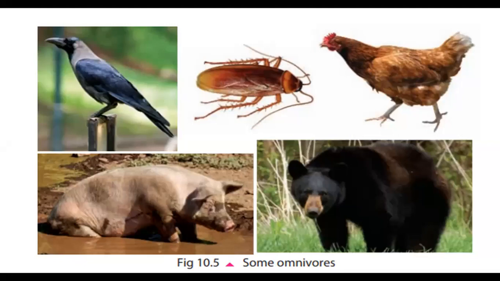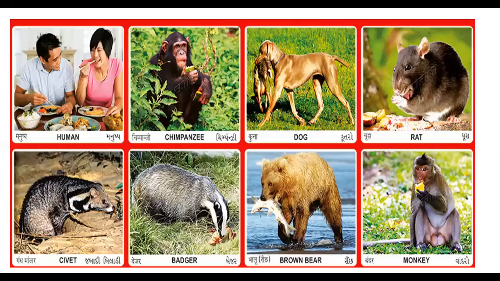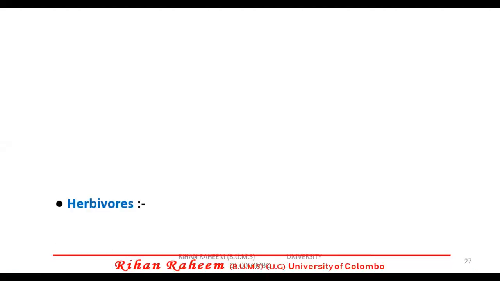Then the pig is eating all the dirt and the small insects in the dirt. And also it's eating fruits and vegetables. And also bear, sometimes it's eating the flesh, sometimes it's eating the plant sources. So those kind of things are omnivores, especially human. We are omnivores, no? We are omnivores because we can eat flesh and we can eat fruits, vegetables and all those things. Can you understand? So these examples are omnivores example.